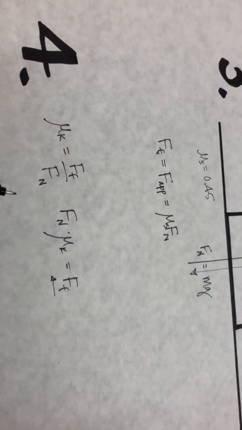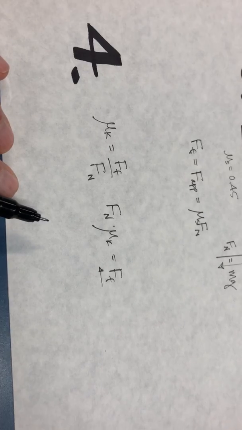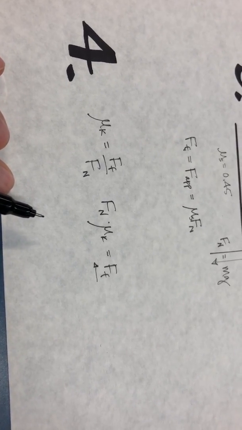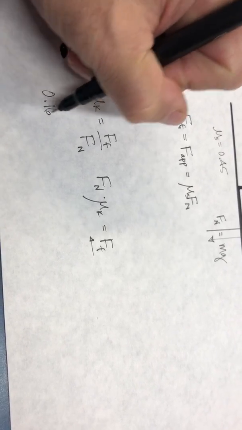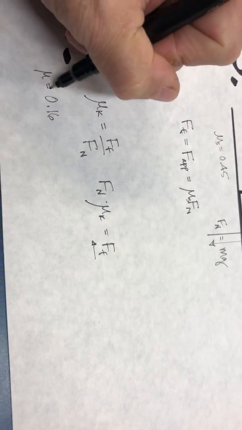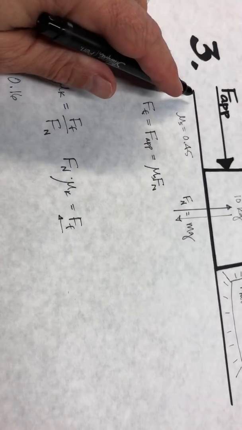Now, problem 4 says, if the coefficient of kinetic friction of the box in this problem is 0.16, what will the acceleration be if the force necessary to start it is continued?